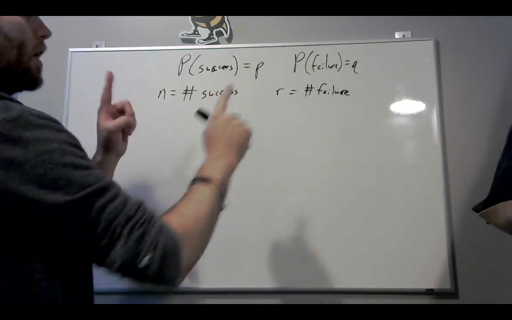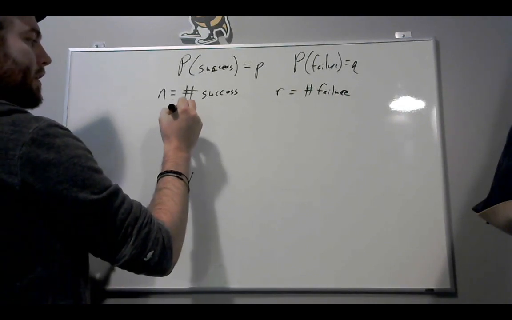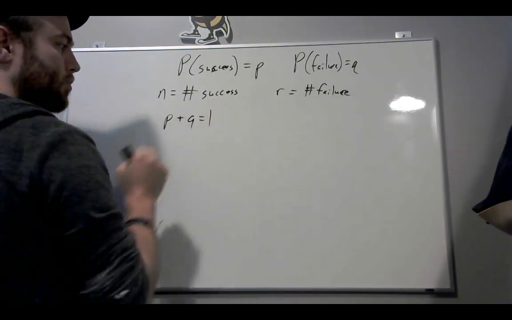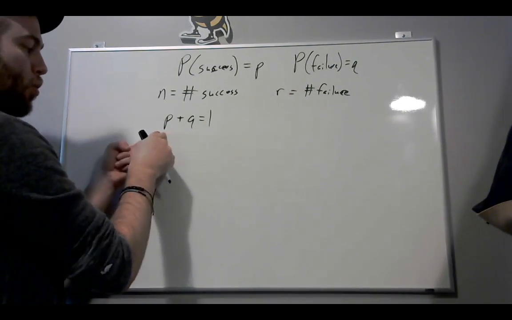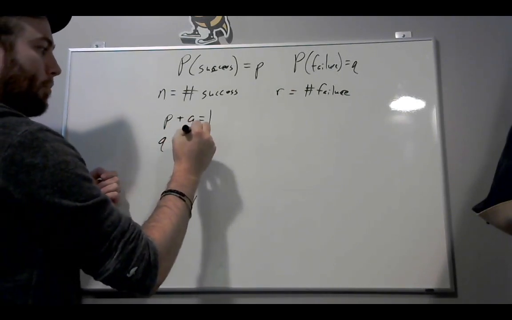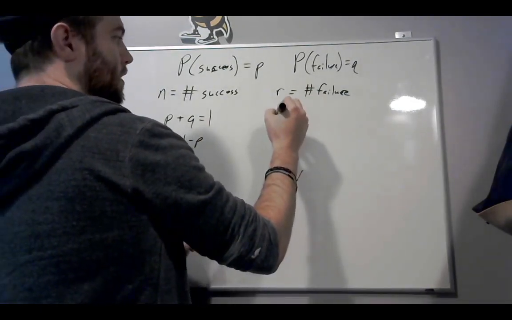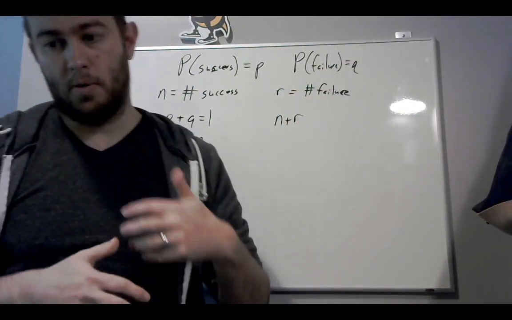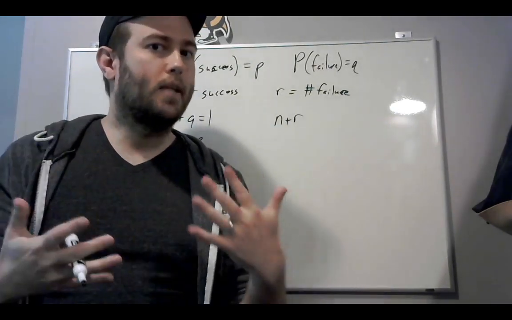So a couple things with these letters. P plus Q is going to equal 1. So these 2 probabilities should add up to 1. That means if you know the probability of success, Q is going to equal 1 minus whatever your P value was, or vice versa. Also, N plus R is going to give you your total number of chances that you were taking.